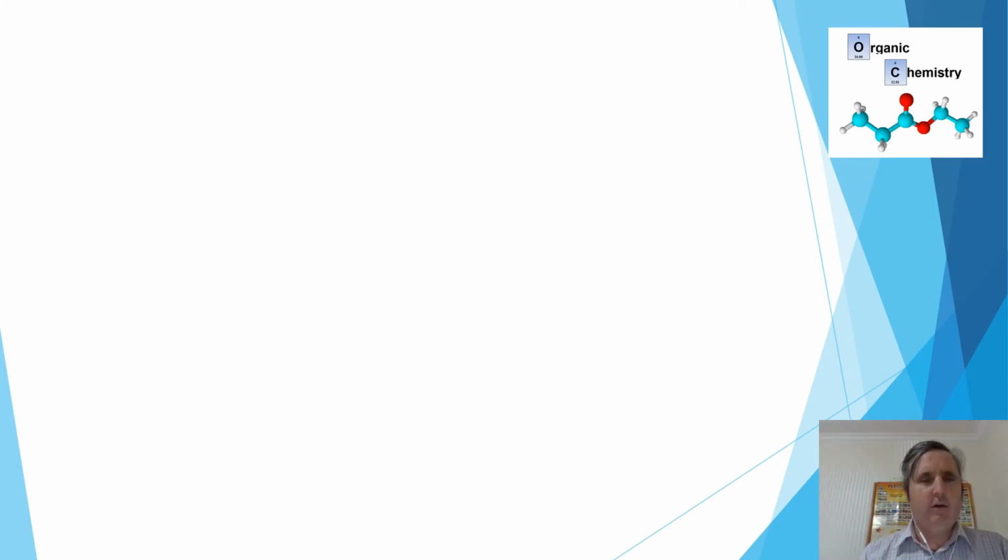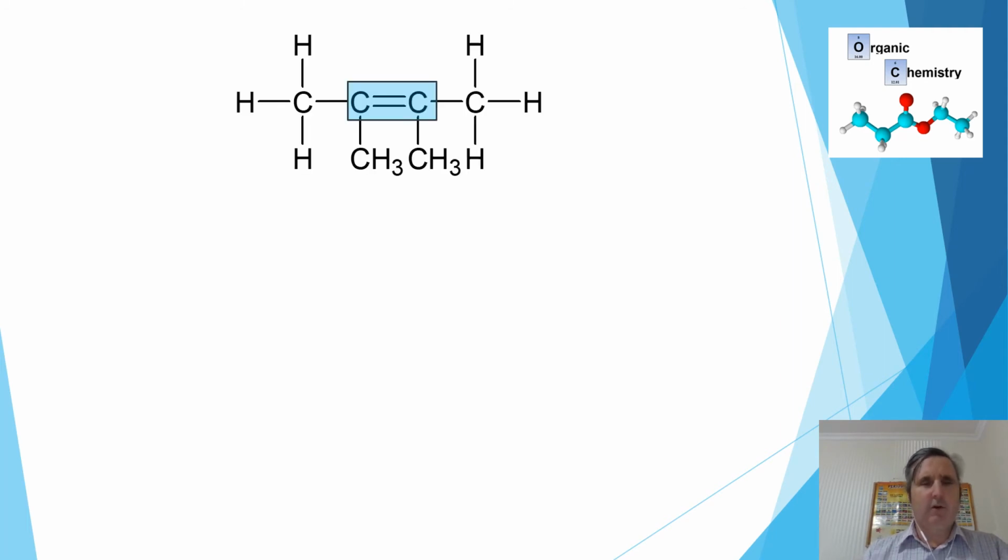Okay, let's look to name a couple of examples. So the first example we've got here is this molecule here. The first thing we notice about the molecule is that it's got a double bond carbon, so therefore it's going to be an alkene. The next thing we can see is that there are 4 carbons in the longest chain, so it's going to be butene.